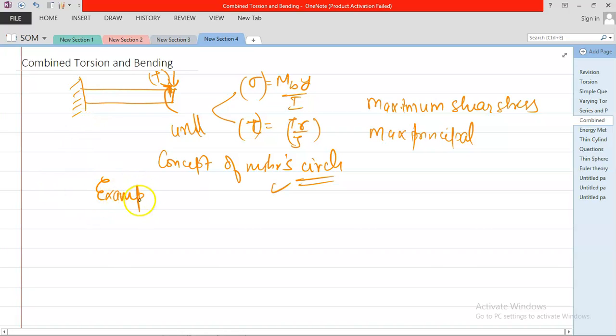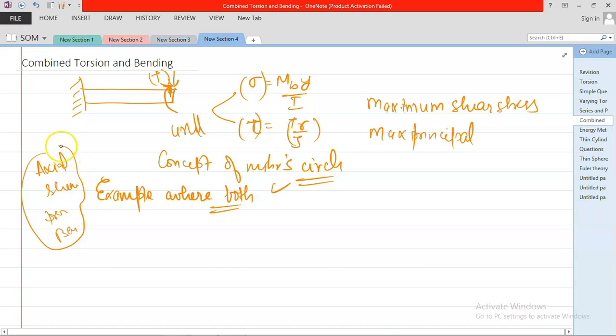So let me go with it. In general, there is not axial stress alone, there is not shear stress alone, there is not torsion alone, and also there is not bending alone. They occur simultaneously. Why do you study them in different ways?